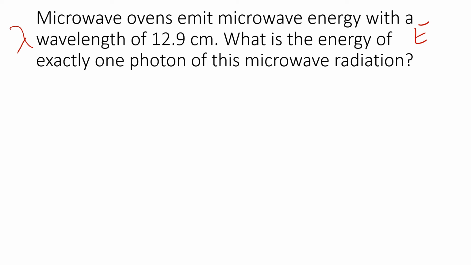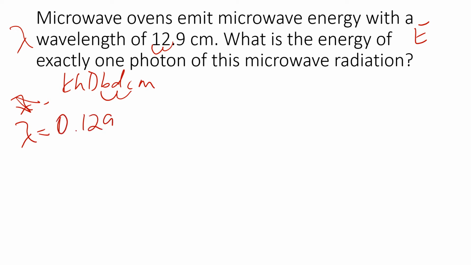So 12.9 centimeters. So King Henry died by drinking chocolate milk. So 1, 2, 1, 2. So my wavelength is actually, oops, that's ugly. My wavelength is 0.129 meters. My energy is what I'm trying to find based on these two things I have for my problem.